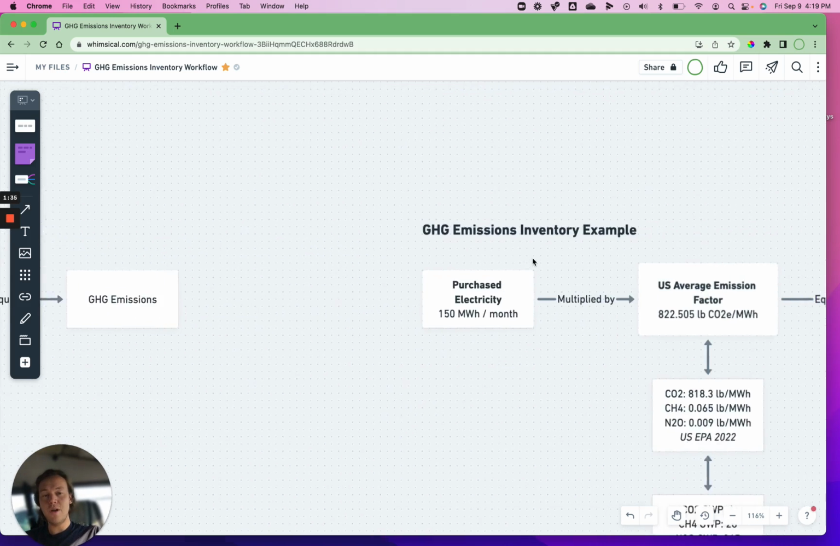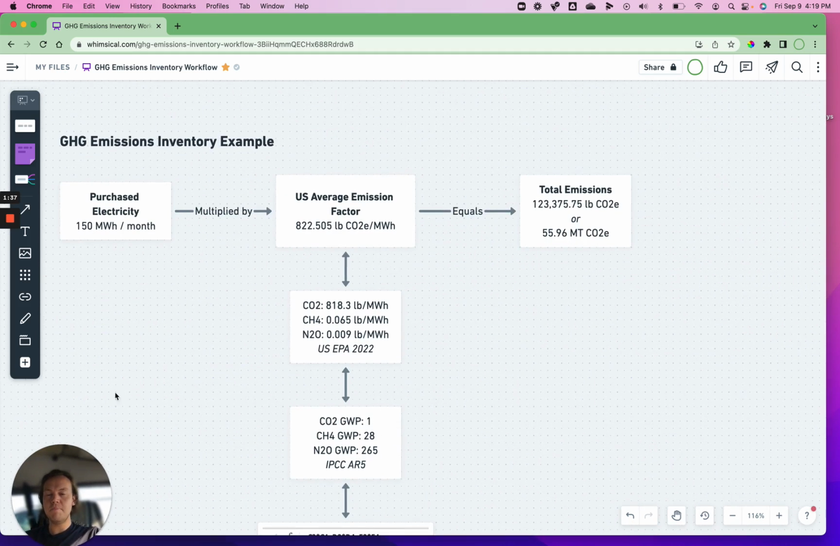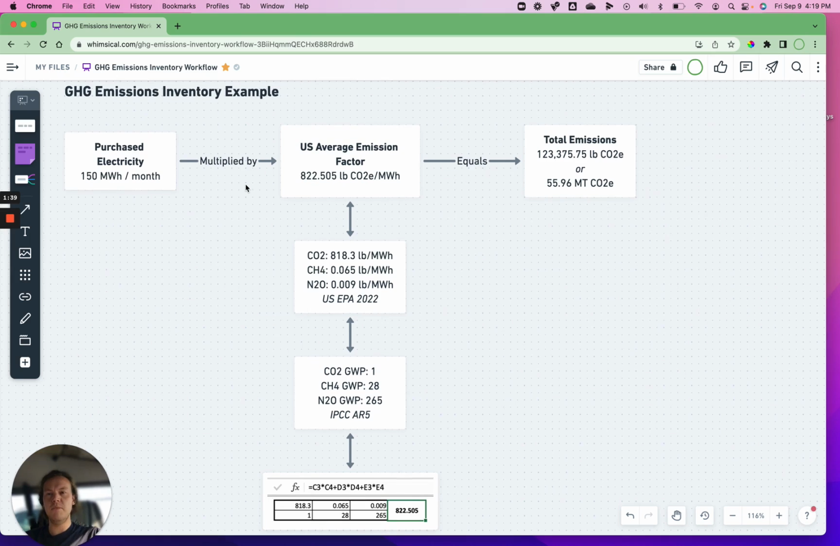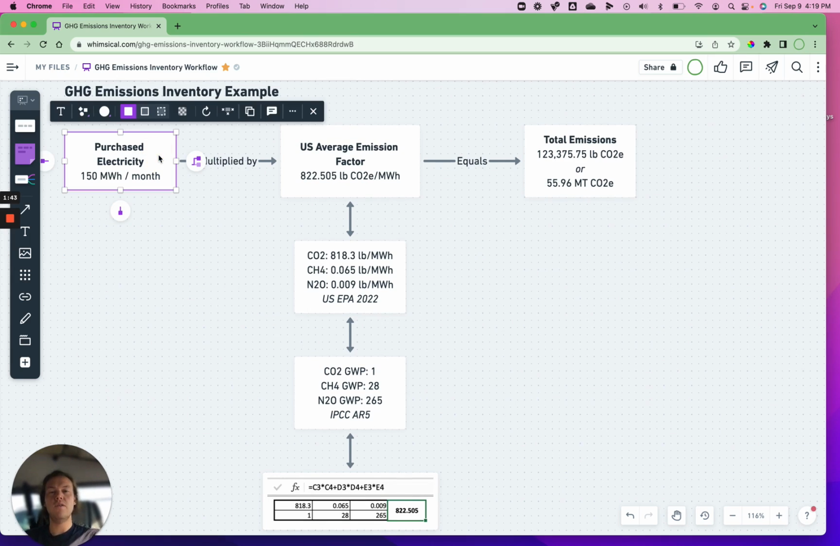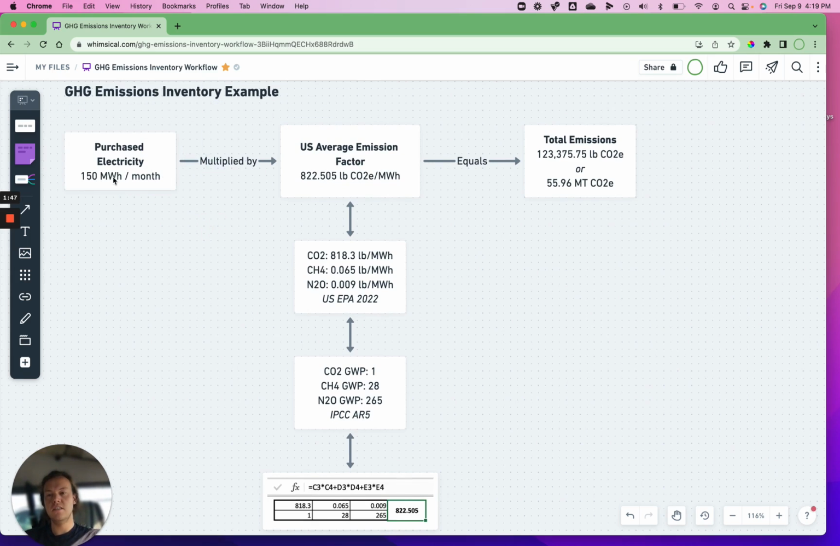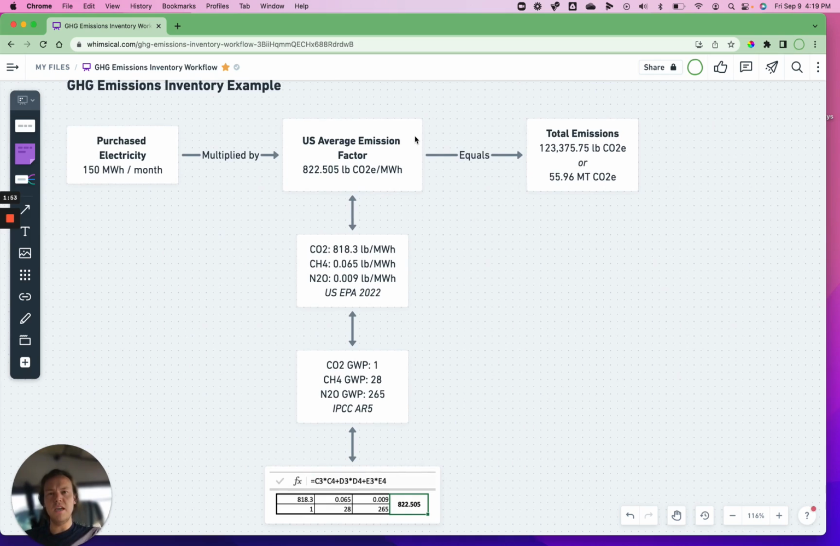To give a quick example here, before wrapping this up, let's say we're calculating emissions from purchased electricity. Let's say we use 150 megawatt hours per month of electricity at our facility in the United States. You take that 150 megawatt hours and you multiply it by the emission factor. And this just comes from the United States EPA. You can Google US EPA emission factors and find this one for the US average.